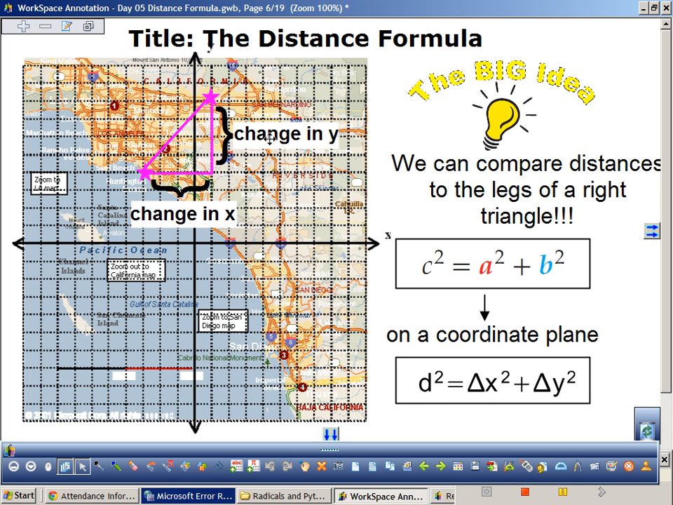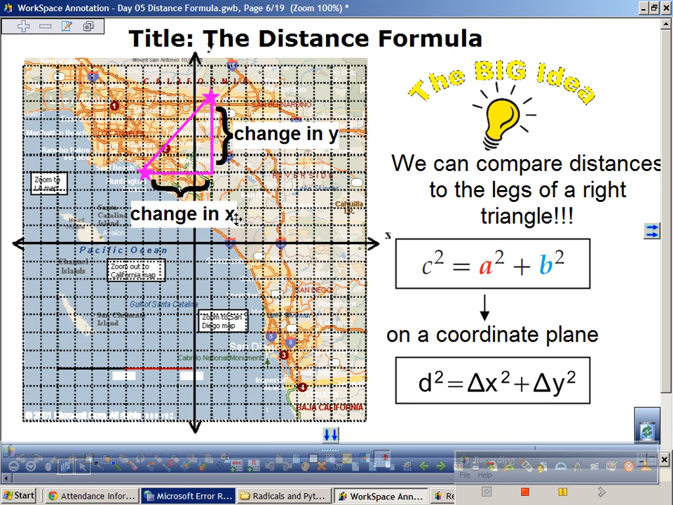So how many of you recognize these phrases right here, change in y and change in x? What do you remember it from? Graphing. Why? What do we use change in y and change in x with graphing? Yes, the skeleton. What did we use that skeleton for? Slope. Okay?